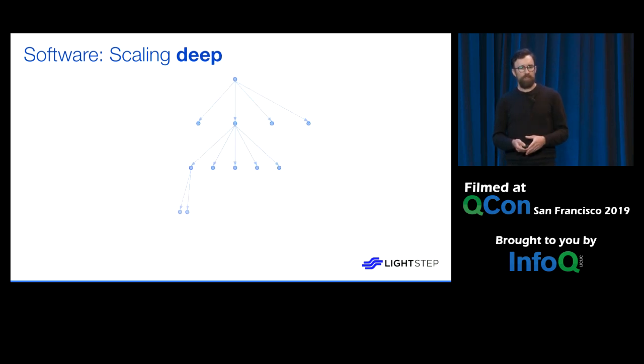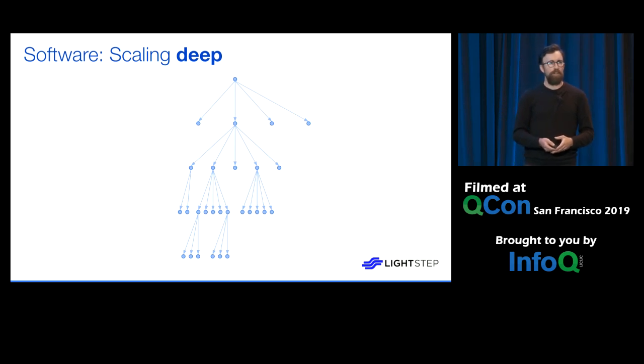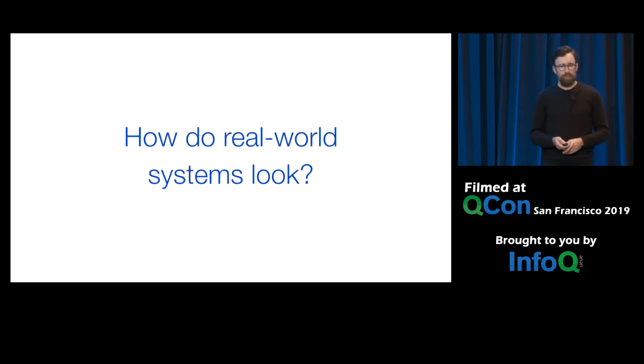There's also software that scales deep. This is a diagram based entirely on my own dragging and dropping of little circles in a slide, so you shouldn't take it very seriously, but this is what software might look like if it's scaled deep. But we can actually ask ourselves the question, what do real software systems look like? Interesting question, right?